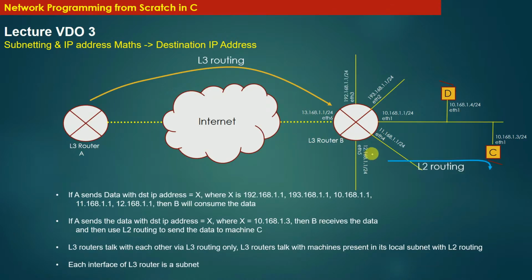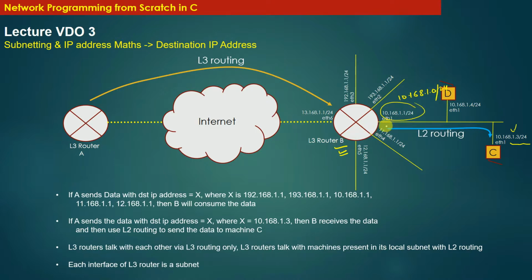In the previous slide, when router B receives the packet from router A with destination IP address 10.168.1.3, this destination IP address does not match the IP address of any local interface of router B. So router B does not consume this packet, but the destination IP address specified in the packet falls in the local subnet 10.168.1.0/24. So what will router B do?